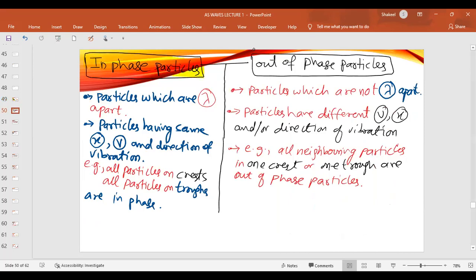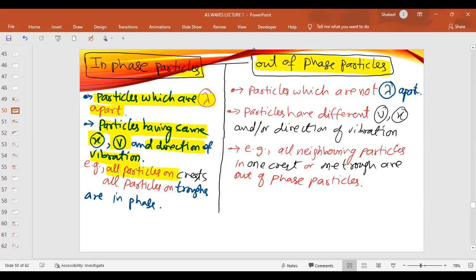Based on this knowledge, there are two types of particles: in-phase particles and out-of-phase particles. In-phase particles are the ones which are lambda apart from each other, one wavelength apart, or its multiples: 2 wavelengths, 3 wavelengths, 4 wavelengths. And in-phase particles have the same displacement, the same speed, and the same direction of motion or vibration. So in-phase particles are actually identical particles.